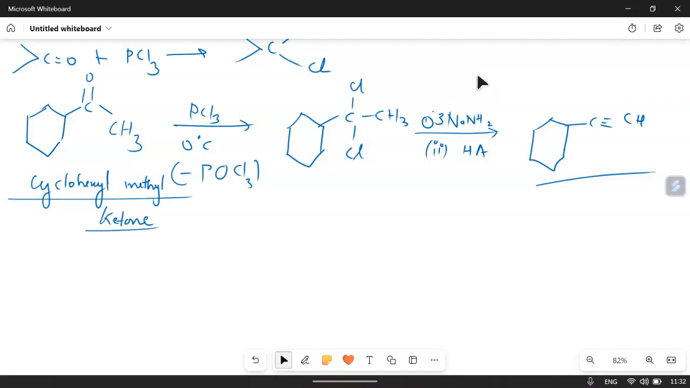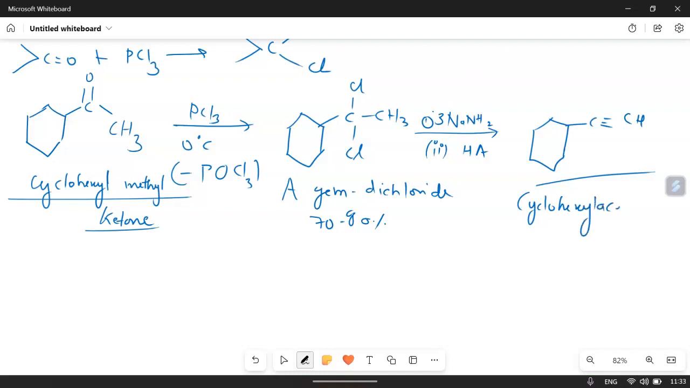Cyclohexyl methyl ketone. Okay, and the next one is a gem dichloride. The yield is 70 to 80%. And the next one is cyclohexyl acetylene. Okay, this is acetylene.